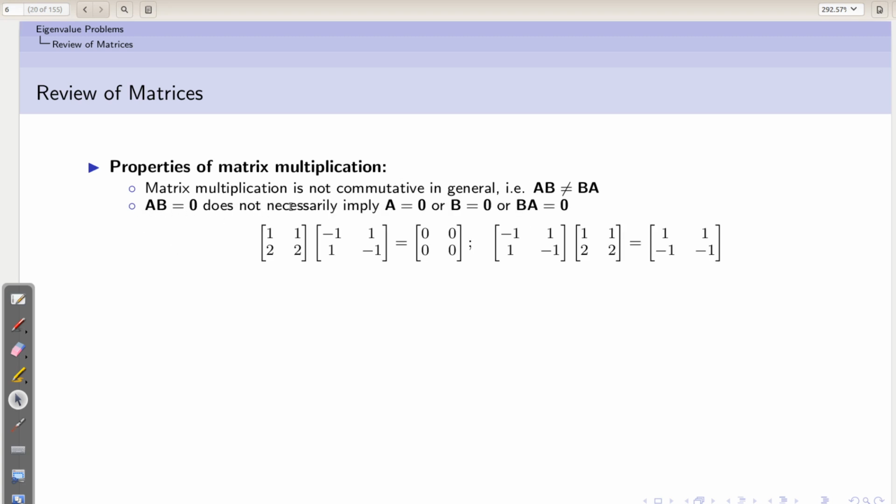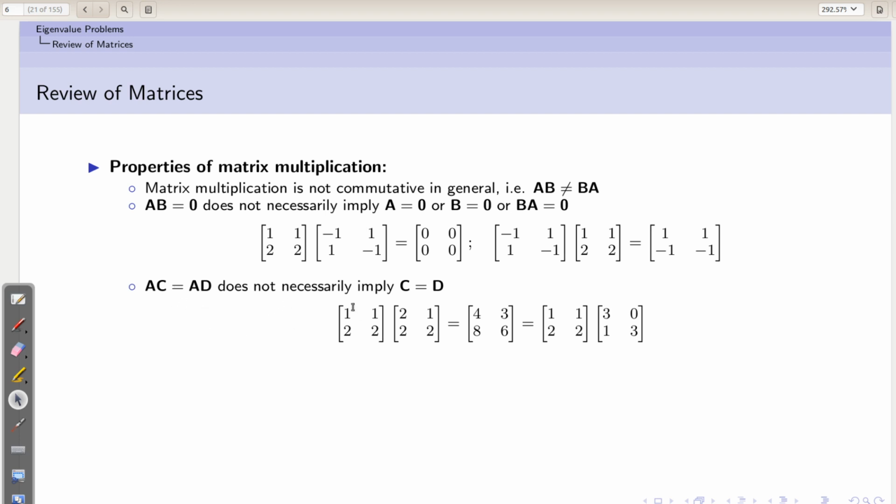If AB is equal to 0, that does not imply A is equal to 0 or B is equal to 0 or BA is equal to 0. Some examples are shown here. 1, 2, 2 is definitely not a 0 matrix. Then minus 1, minus 1, minus 1, 1, 1, minus 1. If you multiply these two, you'll get the 0 matrix. Similarly, multiply this with this, and you'll get this one. So over here, you're multiplying A with B and getting the result 0, but A is not 0, and B is also not 0.